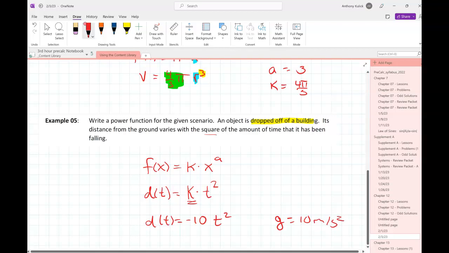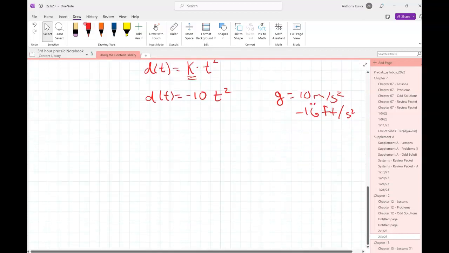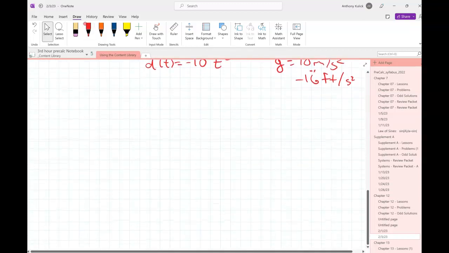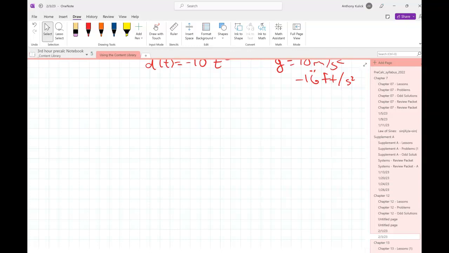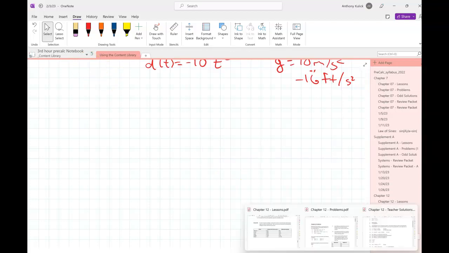Or if you're working with feet, I think it's negative 16 feet per second squared. Either one, that's fine. Now, do I expect you to fill in the negative 10 there? No, we're just kind of talking, right? If we're in a physics class, I would expect you to fill that in. But last time I checked, this is pre-calc. Hold on, check again. Yep, still pre-calc. Okay, good.